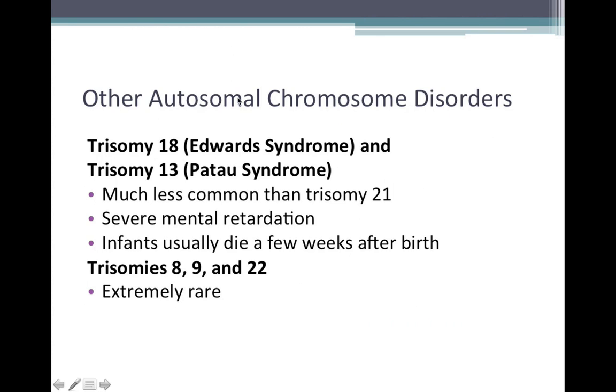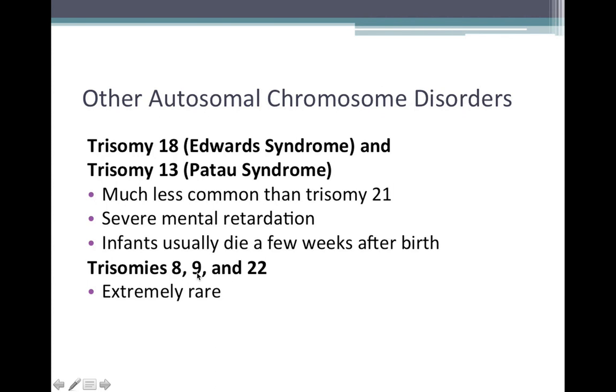Now, some other autosomal chromosome disorders include things like trisomy 18, trisomy 13, and trisomies 8, 9, and 22. Trisomy 18 we call Edwards syndrome. Trisomy 13 we call Patau syndrome. But these are much less common than trisomy 21, but they also cause severe mental retardation. They're not really talked about as much clinically because typically the infants die within the first few weeks of birth because their congenital defects are usually not survivable.